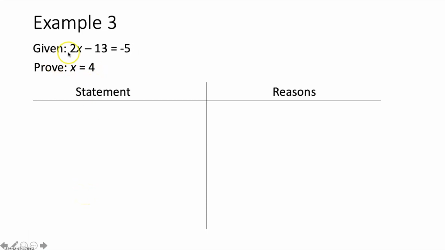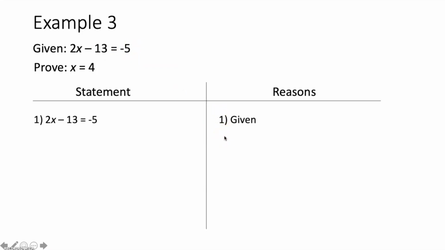Now example 3, we are given that 2x minus 13 is equal to -5, and we are trying to prove that x is equal to 4. So again, in an algebraic proof, the given should be your first step. What you're trying to prove, x is equal to 4, that should be your very last step. So our first step needs to be 2x minus 13 is equal to -5, and that's because it's given.